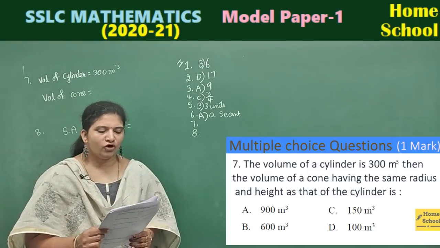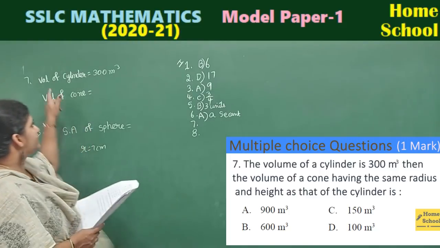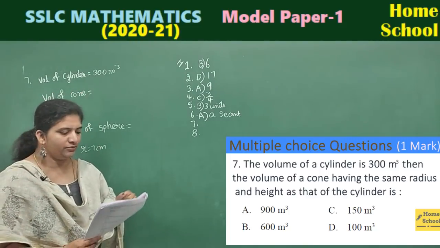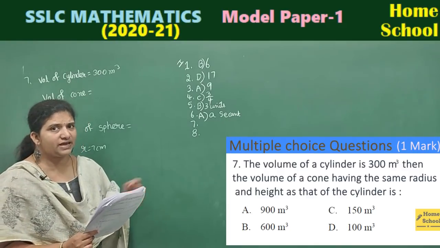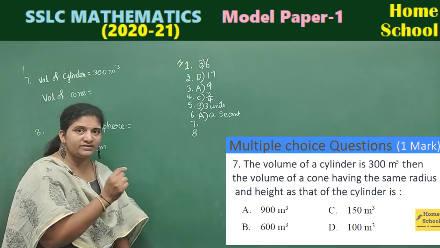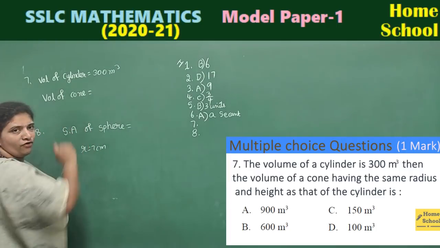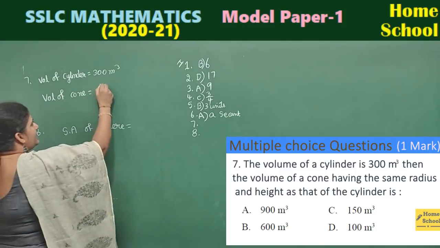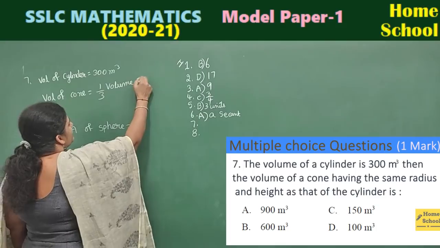Seventh one. The volume of a cylinder is 300 meter cube. Then the volume of a cone having the same radius, same height. What is volume of a cone, they asked. And cylinder radius and height is equal to cone radius and height. So I can relate the formula. Volume of a cone is nothing but 1/3 the volume of cylinder.